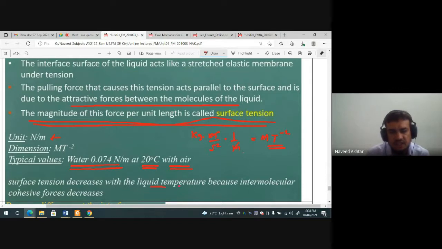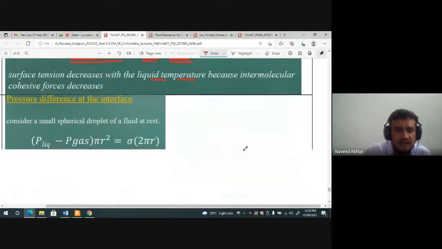Why does the surface tension decrease with the liquid temperature? When we heat, when the temperature increases, what happens? The intermolecular cohesive forces are decreasing. That's why surface tension decreases with the liquid temperature, because intermolecular cohesive forces are decreasing.